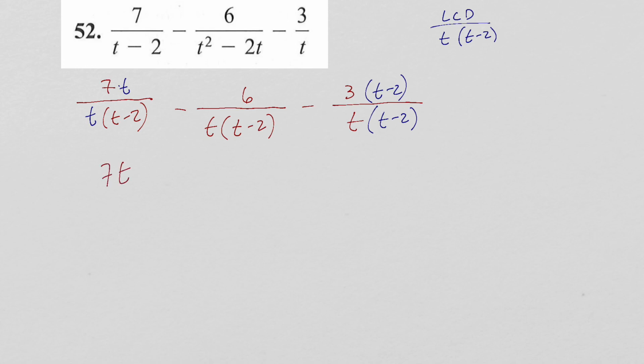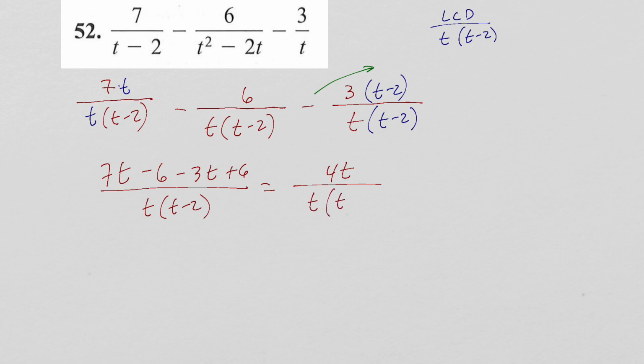Now I'm going to take this of minus 6. And then I'm going to take this negative and distribute this through and get negative 3t plus 6 all over t times t minus 2. And I'll get 4t, the 6's go away, times t minus 2. And finally, I'll cancel a t from the top and bottom, so we end up with 4 over t minus 2.